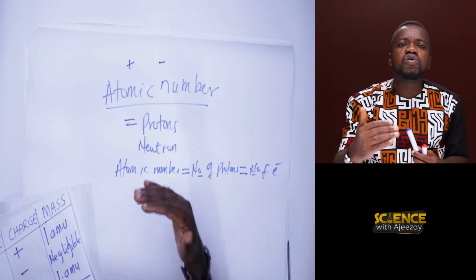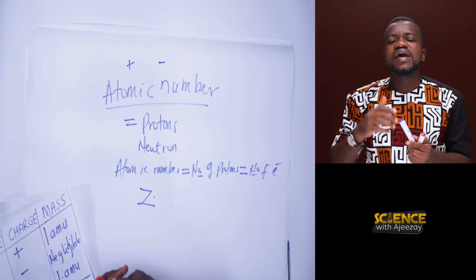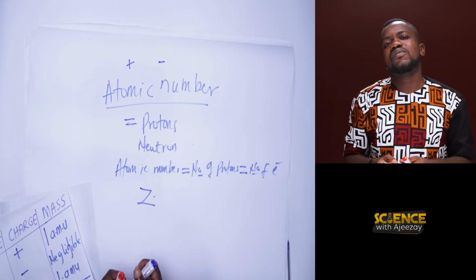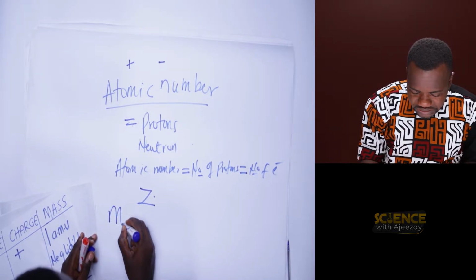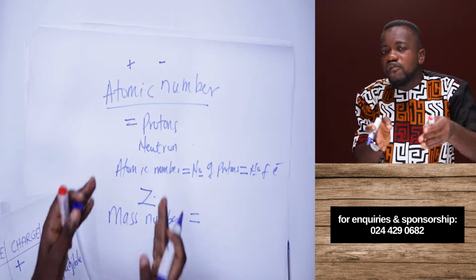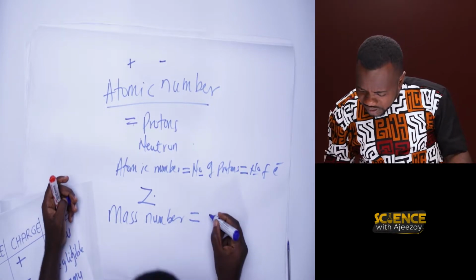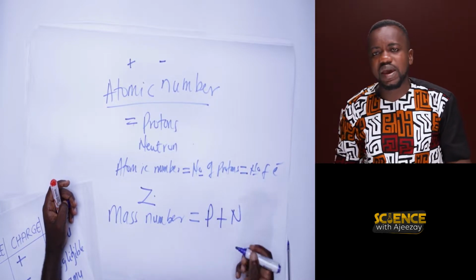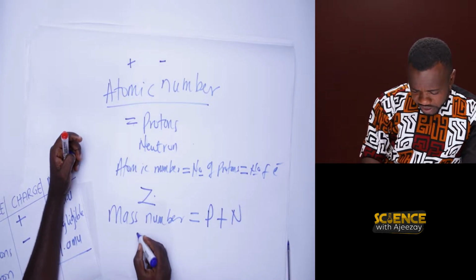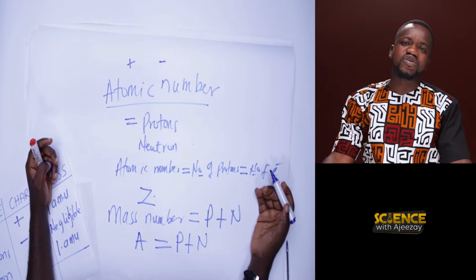Then we will look at the mass number. The mass number is the sum of the proton number and the neutron number in the nucleus of an atom. So that is the proton number plus the neutron number. And scientists denote the mass number by the letter A. So A is equal to the proton number plus the neutron number. We have a new equation now.